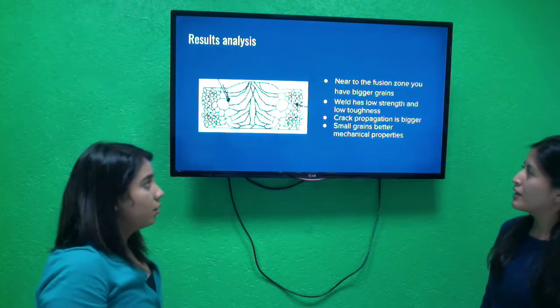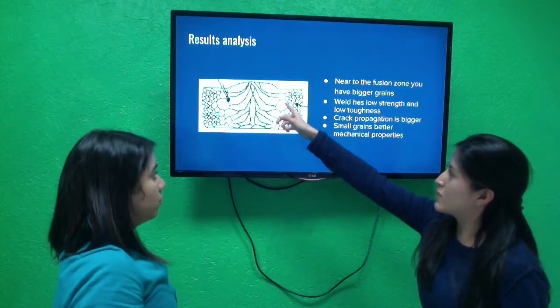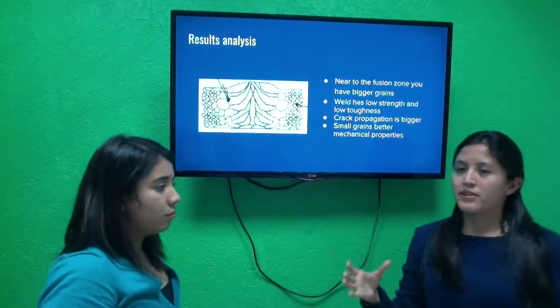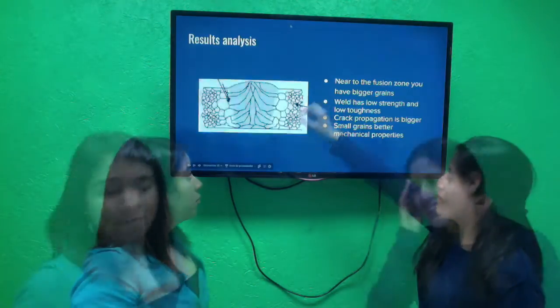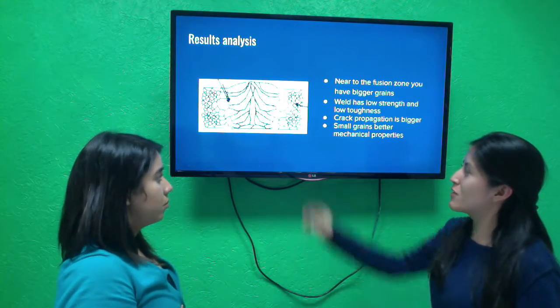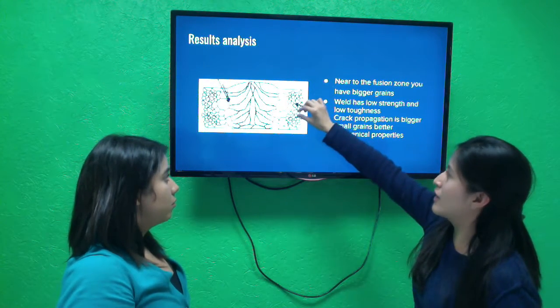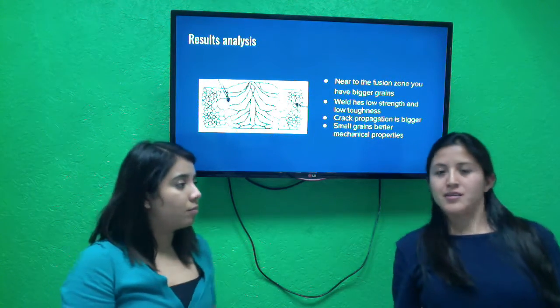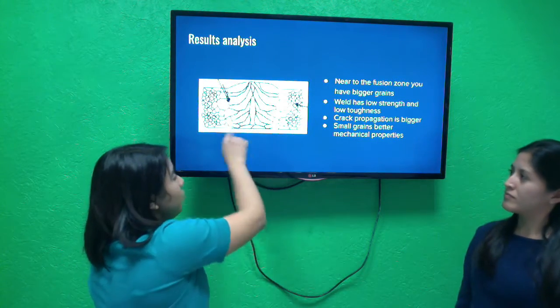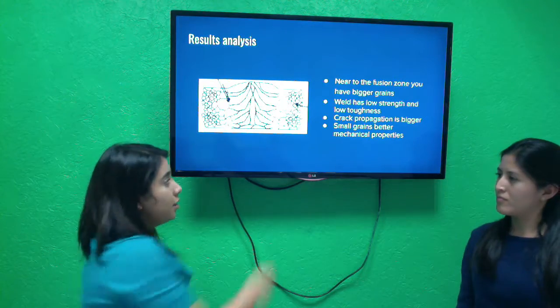For example, we can say that crack propagation is greater in a grain that has a bigger size than in these little grains, because we have a bigger distance between the grain boundaries than in a little grain size. In the heat affected zone, we have lower strain and lower toughness than the base zone.